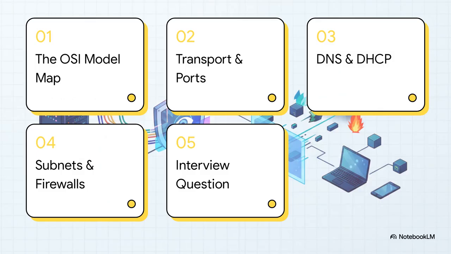So here's our game plan for this explainer. First, we'll map out the OSI model. Then we look at transport, addresses, and ports. Third, we'll decode core infrastructure like DNS and DHCP. Fourth, we'll hit the active war zone of subnets, firewalls, and attacks. And finally, we'll cap it off with the ultimate interview question. By the end of this, you're going to have a mental map to crush your next technical networking interview.